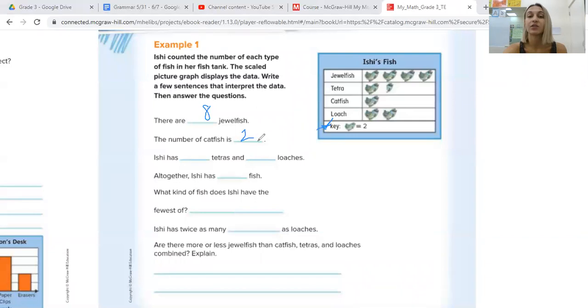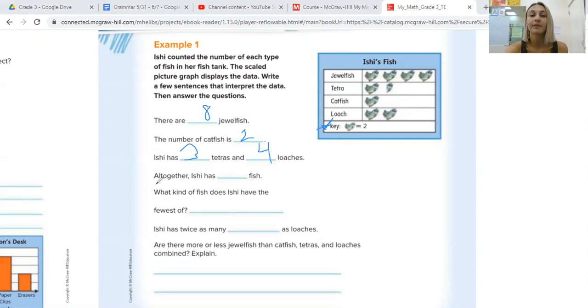Ishi has blank tetras and blank loaches. Okay, she has 2, and then, oh, I see half of a picture here. So what must that mean? 1 whole fish equals 2. What does half a fish equal? 1, right? So 2 plus 1 gives me 3 tetras. And then loaches, she has 2, 4.